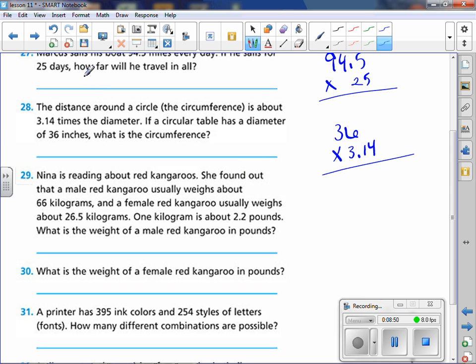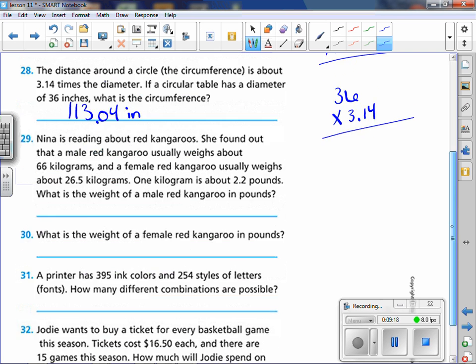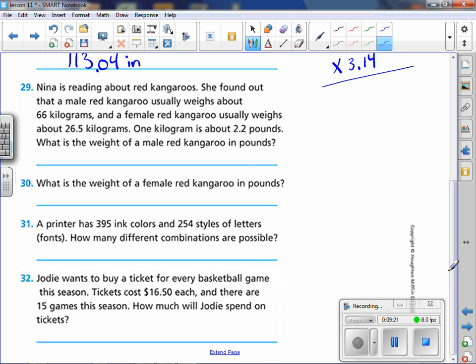Okay, welcome back. Up here, you guys should have gotten 2,362.5 miles. On the next one, hopefully you found that the circumference is 113 4/10 inches. I'm going to skip down a little ways, and we're going to go ahead and do this printer cartridge. If you want to try 29 and 30 on your own, great, go for it. Pause the video, you can ask me any questions you have, but I'm going to come down to 31.